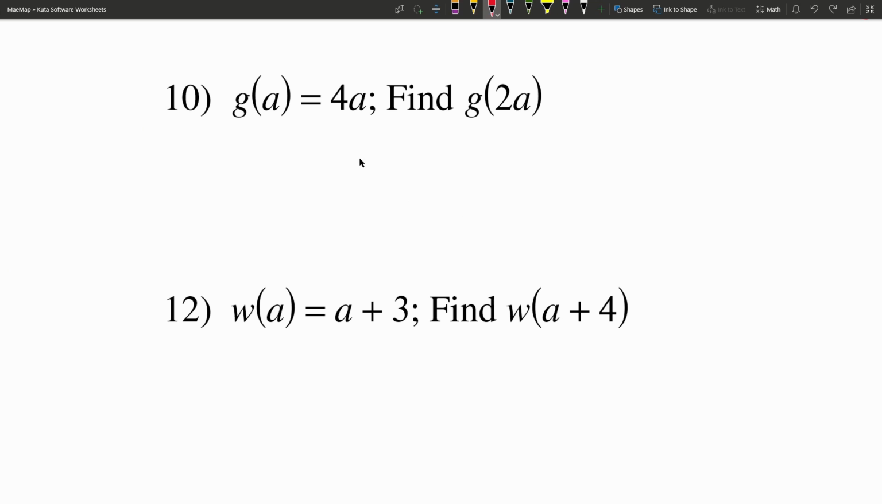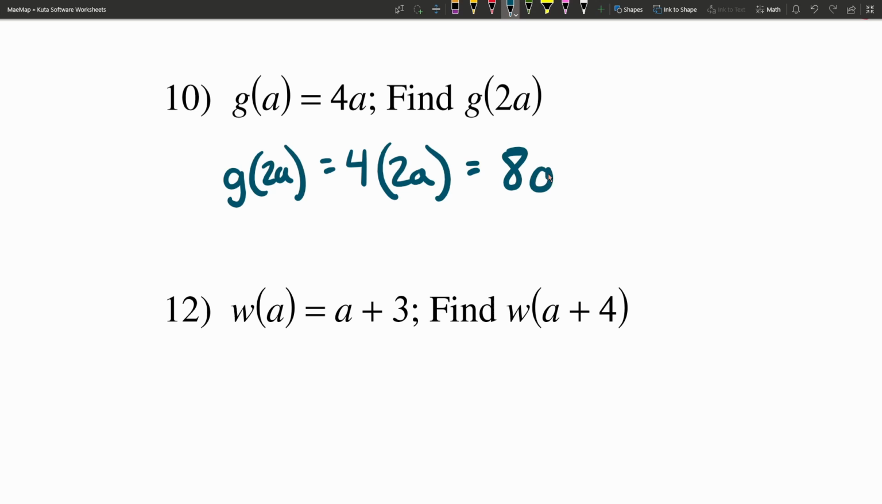Number 10, we have g of a equals 4a. We want to find g of 2a. That means wherever there's an a in our original function, we're plugging in 2a instead. So we have 4 times, not a, but 2a. 4 times 2a is going to be 4 times 2 times a, which is 8a. That's our solution for number 10.